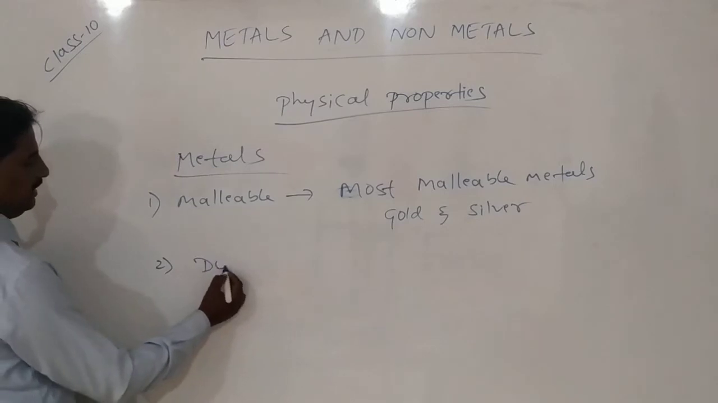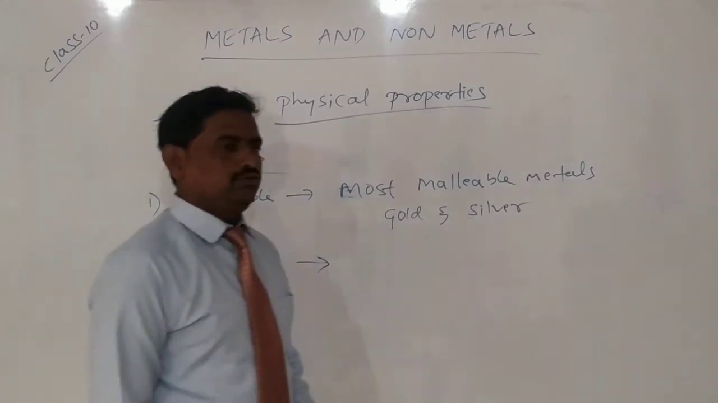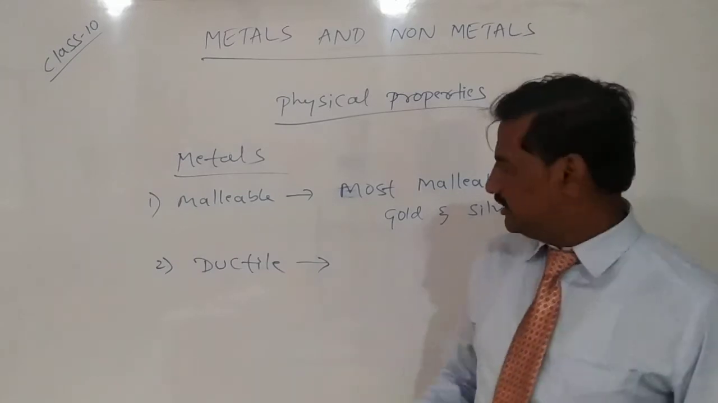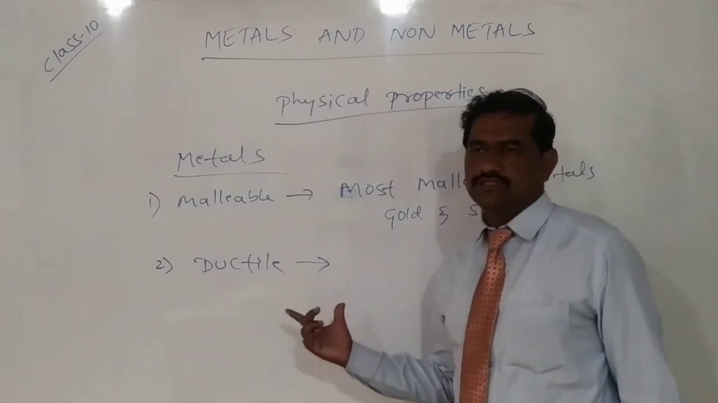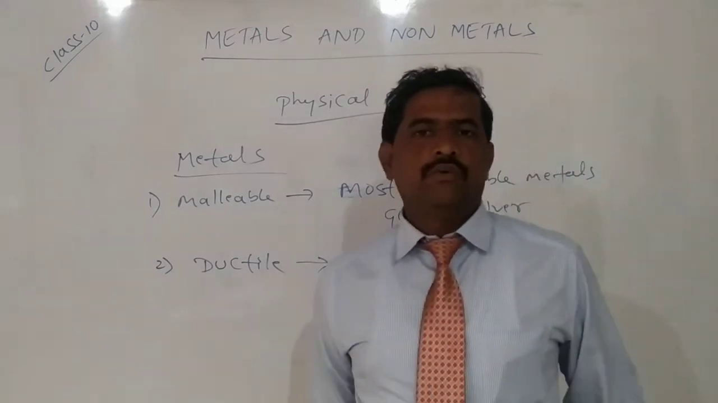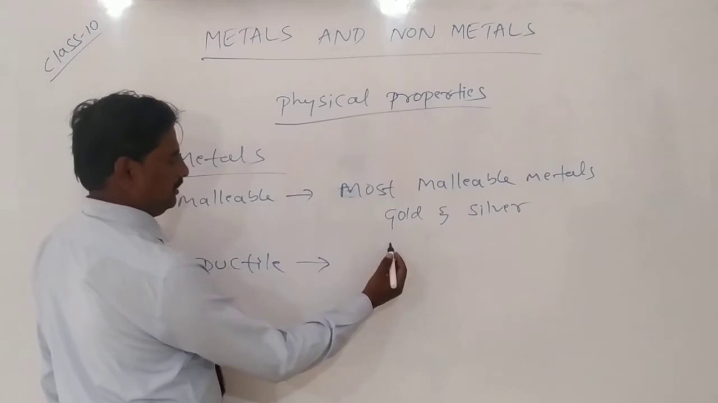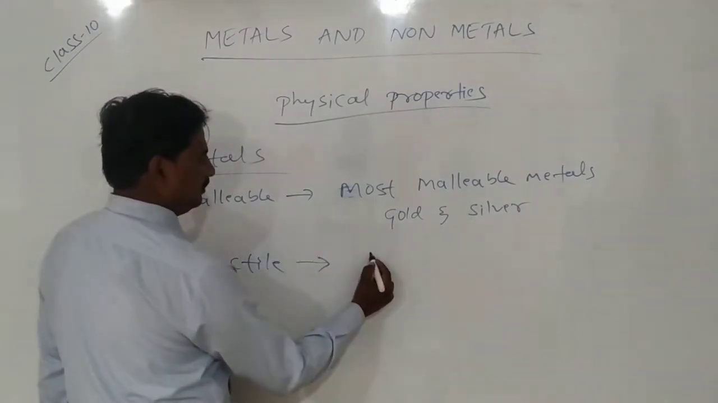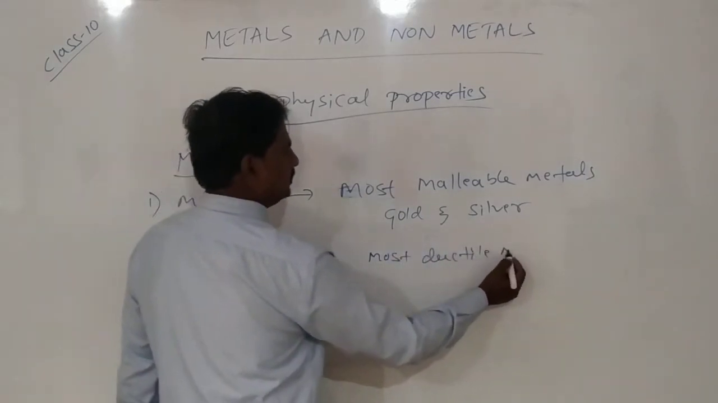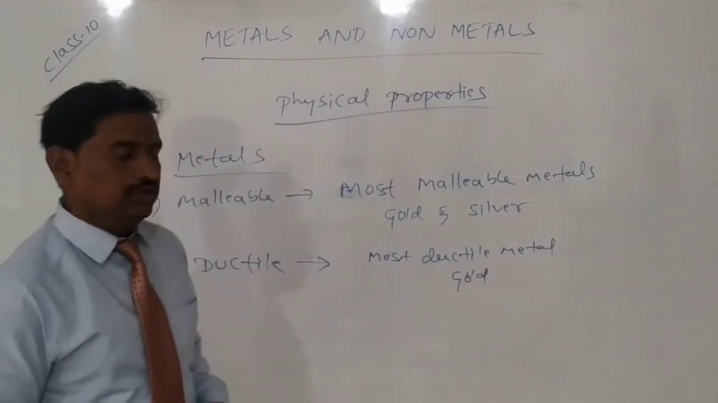The second property is ductility. Metals are ductile. Ductile means the metals can be drawn into wires. All the metals usually have this property. Ductile means drawn into wires. For example, gold is the most ductile metal. Gold is drawn into wires.